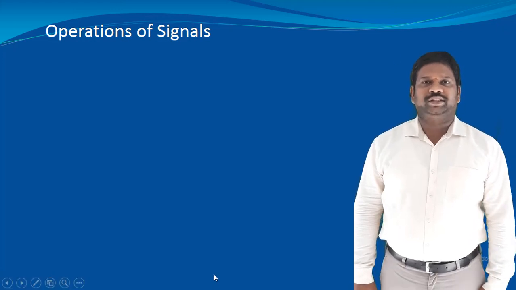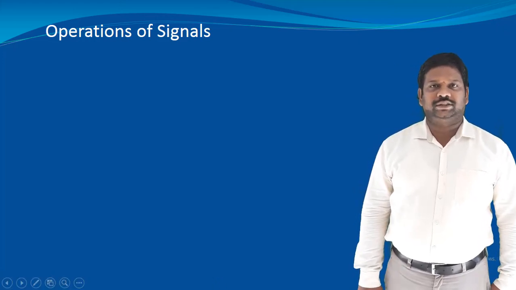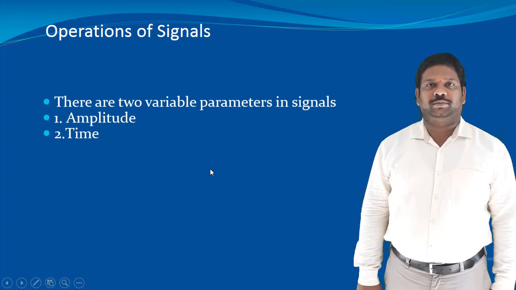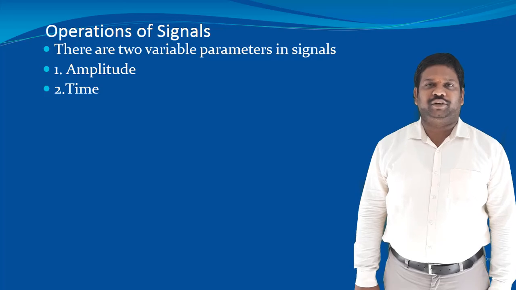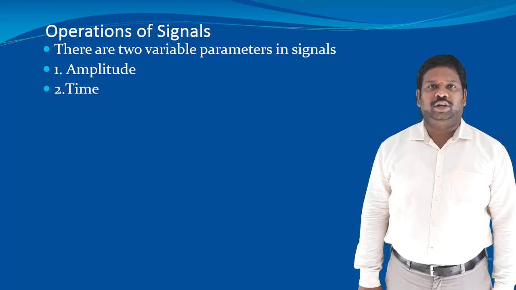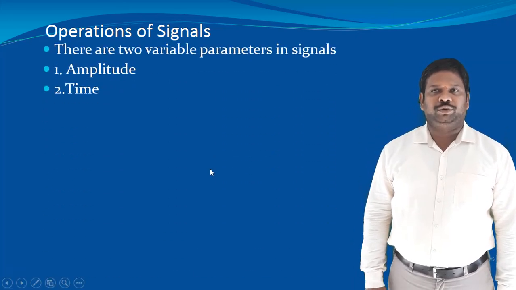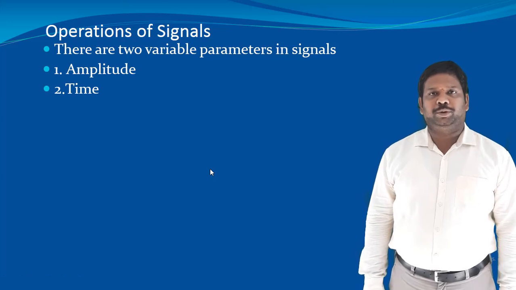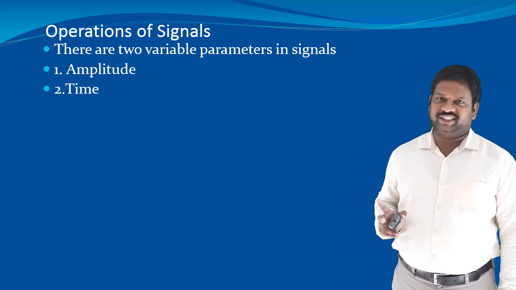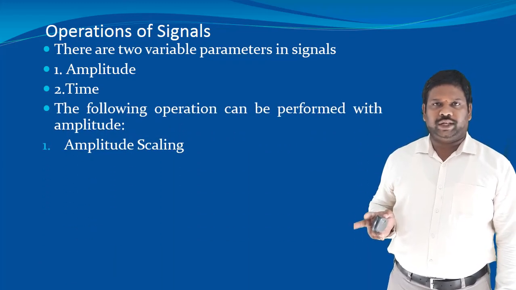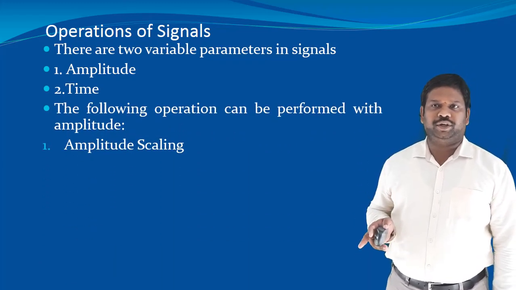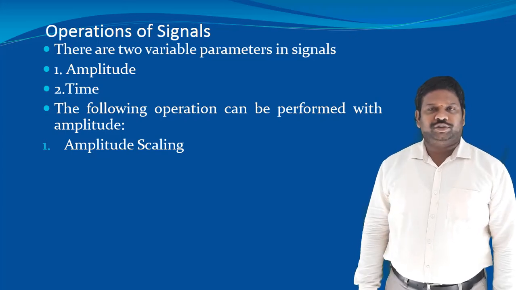In the last class, we have seen the different elementary signals, that is, the basic signals that are present in signals and systems. Today, we will discuss the different operations on signals. Generally, these operations mainly depend upon two variables: the first one is amplitude, the second one is time. Depending upon the amplitude, we will have an operation. Similarly, depending upon the time, we will have an operation.